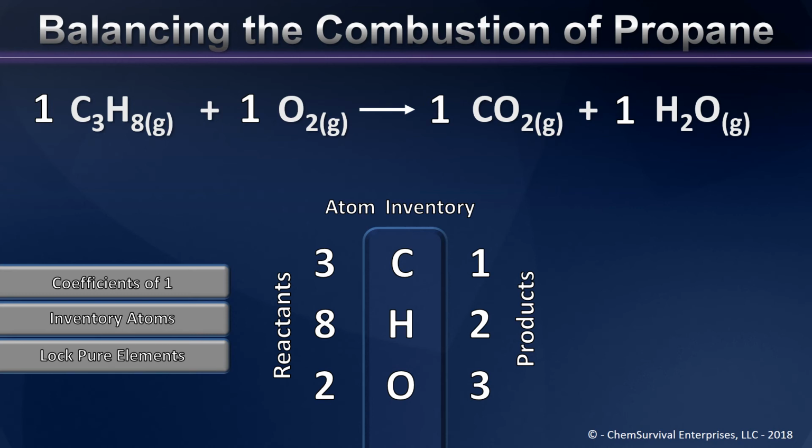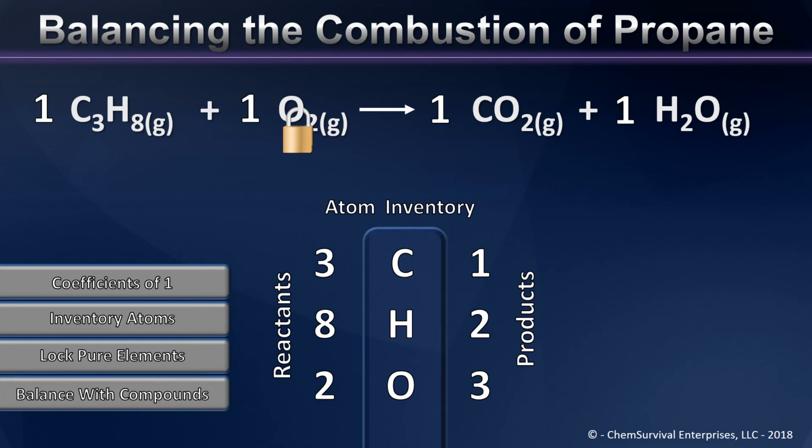So moving on to step 3, I'm going to scan my equation for pure elements and lock them up so that I only use them at the very end of the process. In this case, I have elemental oxygen, so I'm going to save that one for last. Moving on, I'm going to use the compounds in my equation to try to balance each element one by one. So let's focus in right now on carbon.